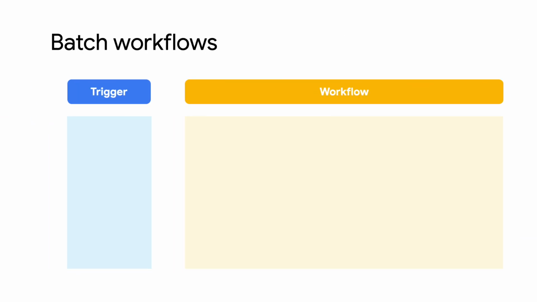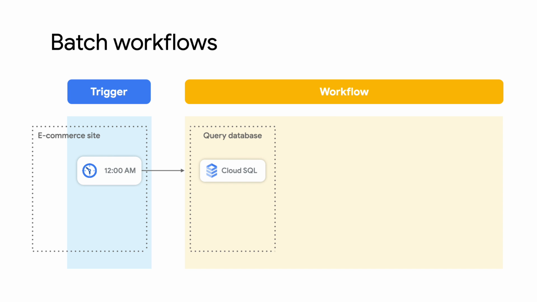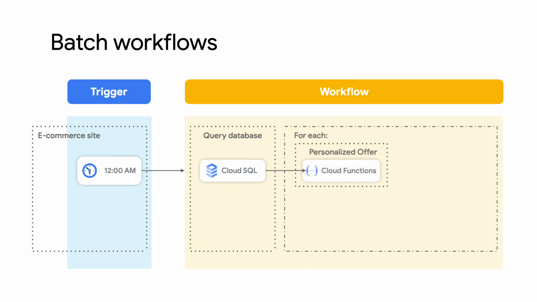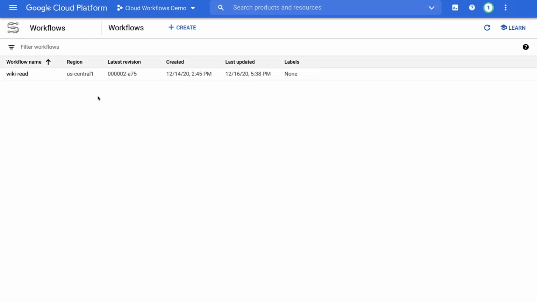Batch workflows consist of running large jobs, potentially on a regular basis. For example, a nightly job to check on any incomplete orders from your e-commerce site. Each night at midnight, the workflow is kicked off. The database is queried for any incomplete orders in the past 24 hours. Each valid account is sent to a Cloud Function that can generate a personalized offer. The offer is sent to a separate function to generate an email, and those emails are sent using the same third-party API. In both cases, Workflows gives you a holistic approach to workflow management.